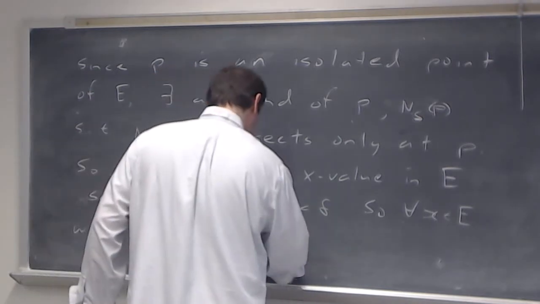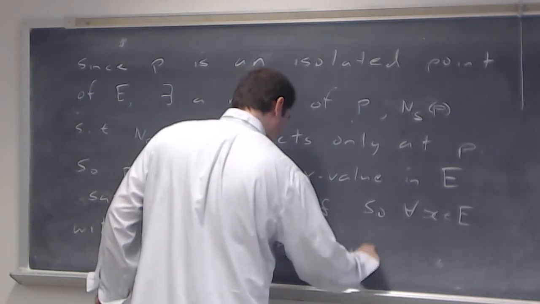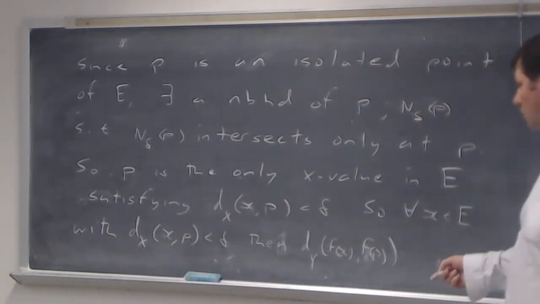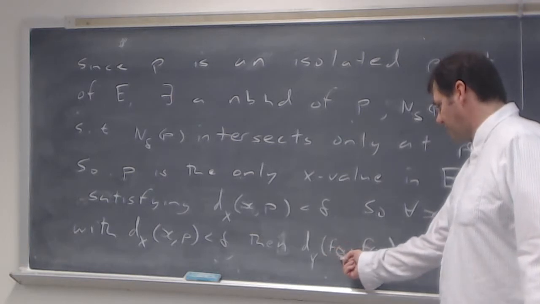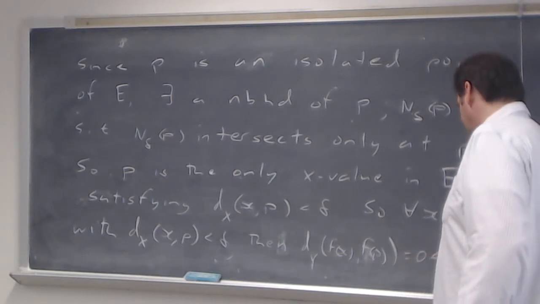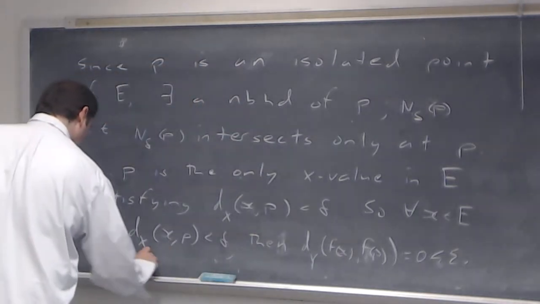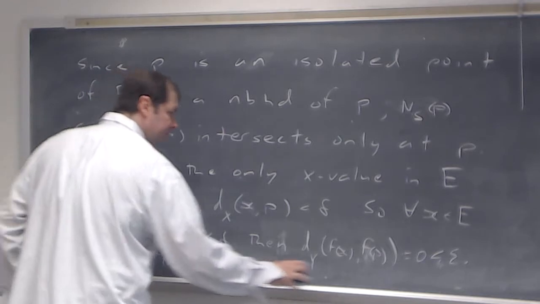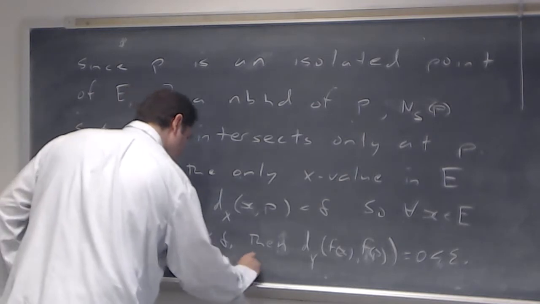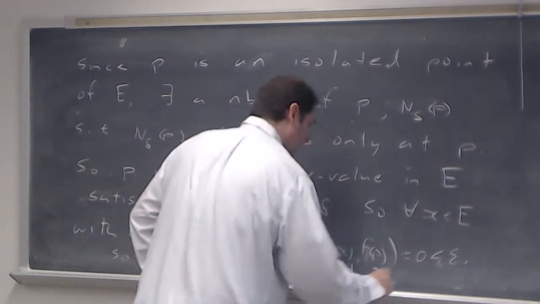the distance in Y between f of x and f of P. Okay, well, when we talk about these x's, there's only one, that's P itself, and so f of x is f of P, its distance from f of P is equal to 0, which is definitely less than epsilon. So that tells us f of x is continuous at P. And that is the proof.